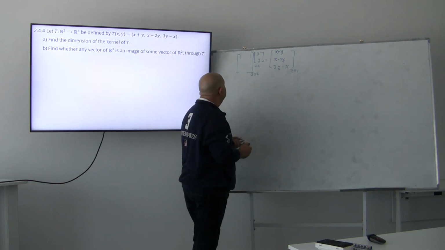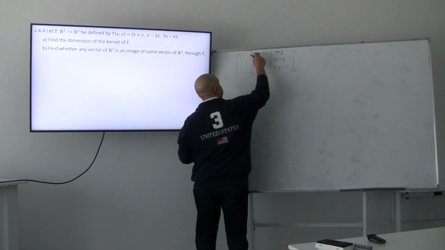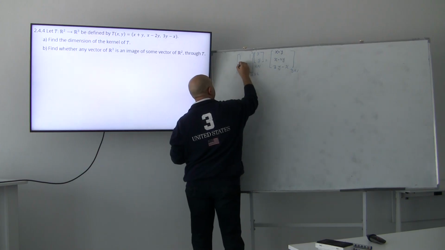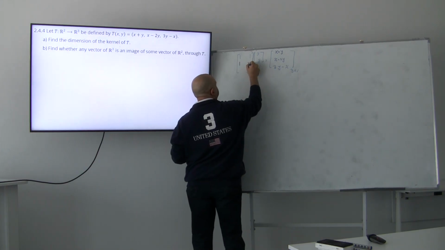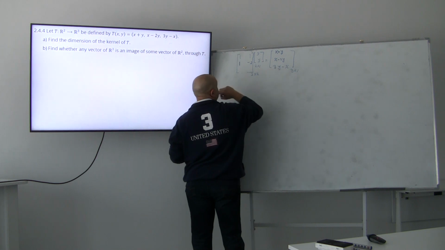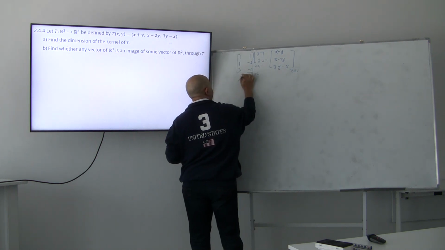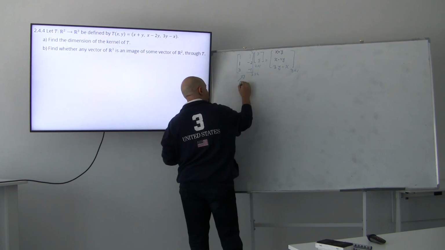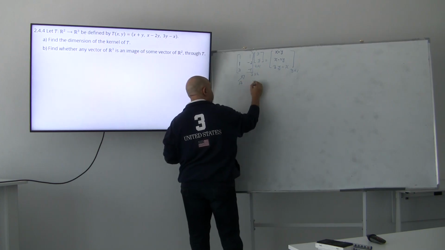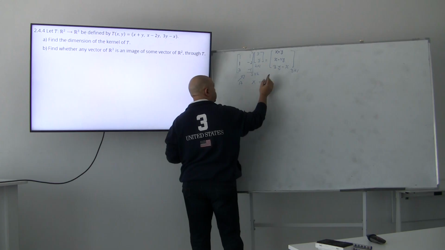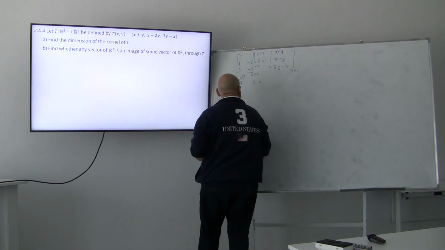I just want you to see how I did this. I took x times 1, which equals x times y, which is 1. For the second row it's going to be 1 and negative 2. And for the last one it's going to be 3 and negative 1. This is actually the matrix A, times x.